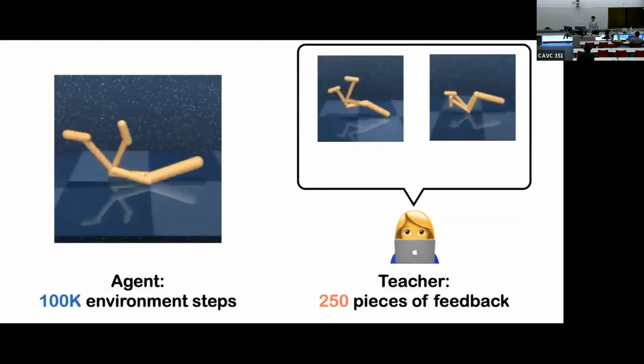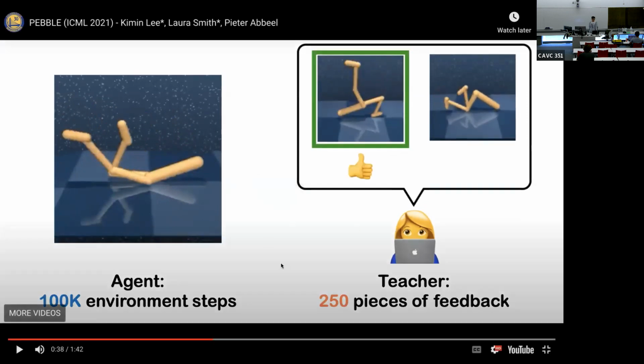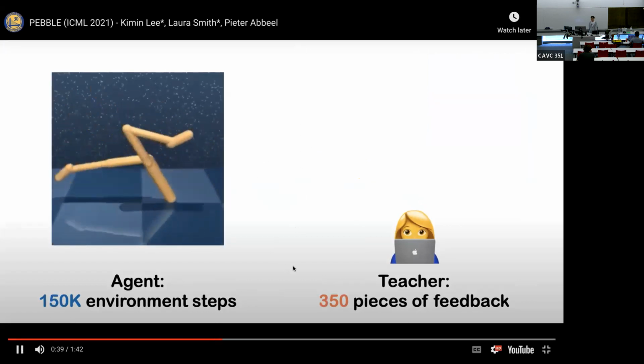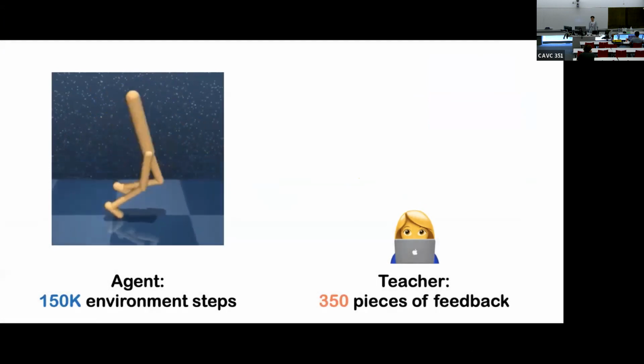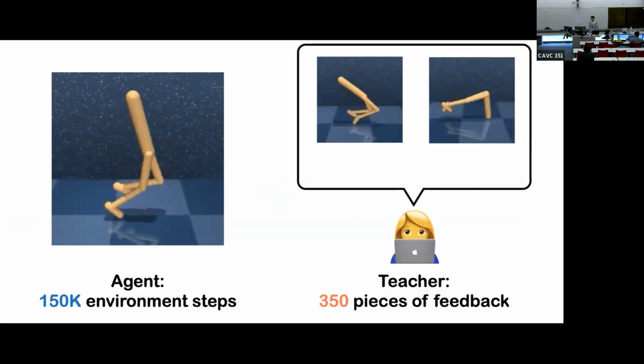Let's look at the video. So now the agent has collected 250 feedbacks from the humans, and it still fails to stand up. It gets a little bit better, right? Right now it can stand up.